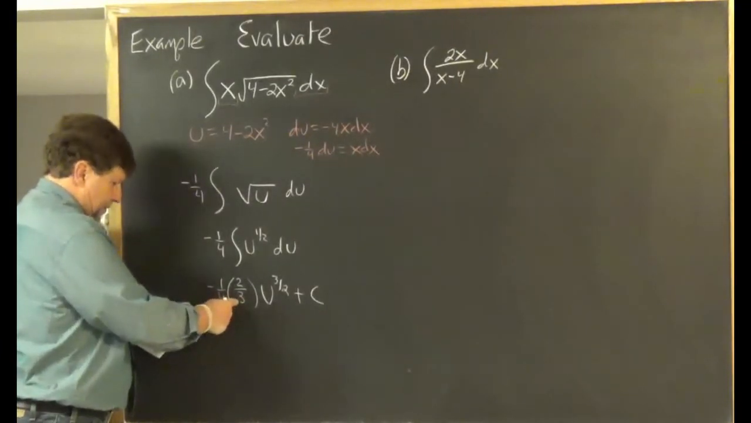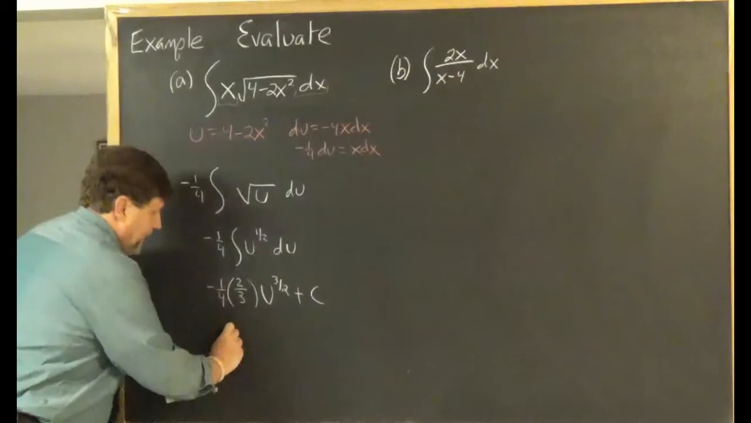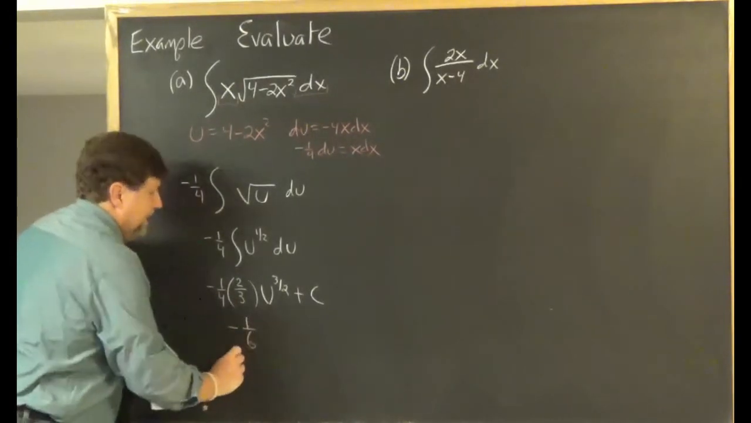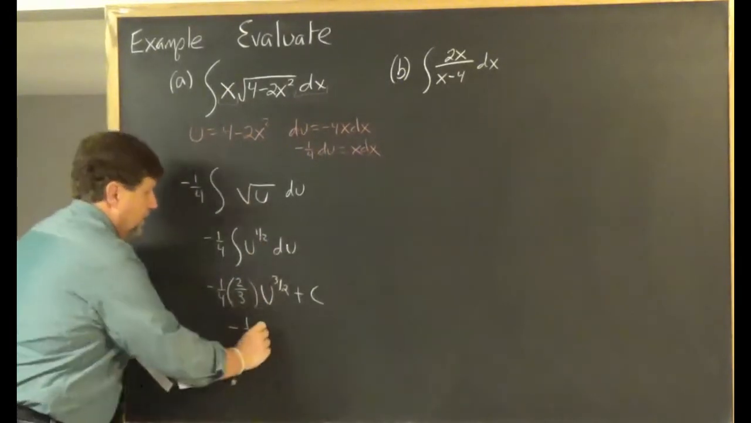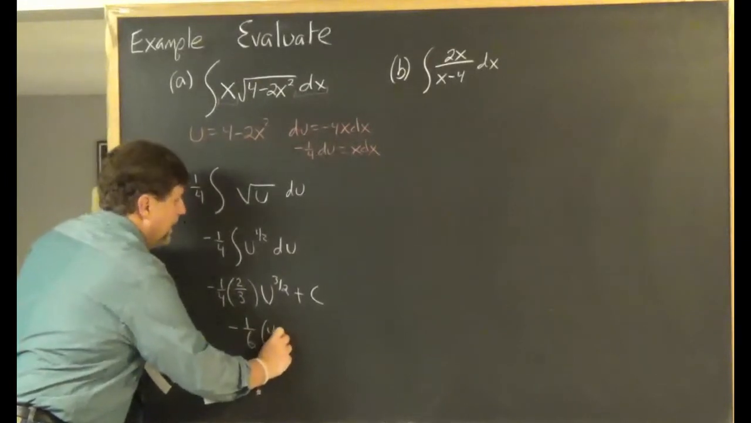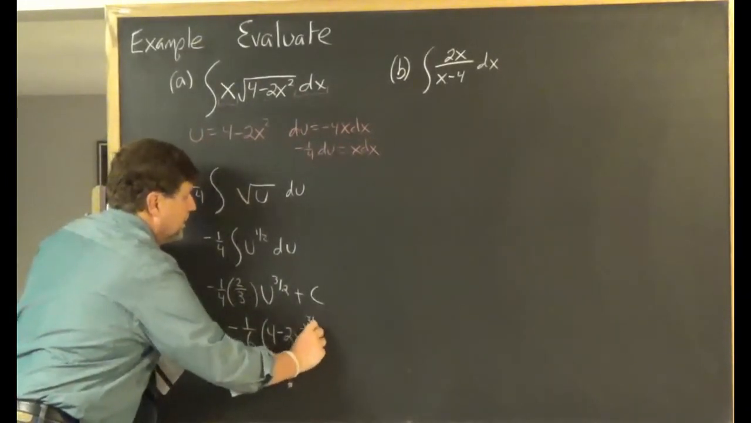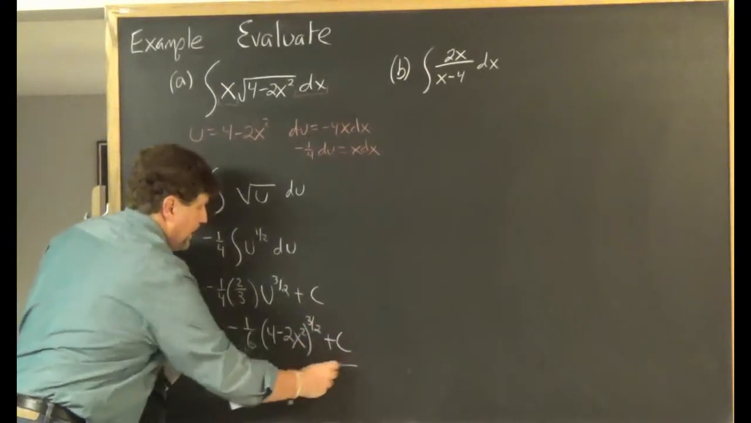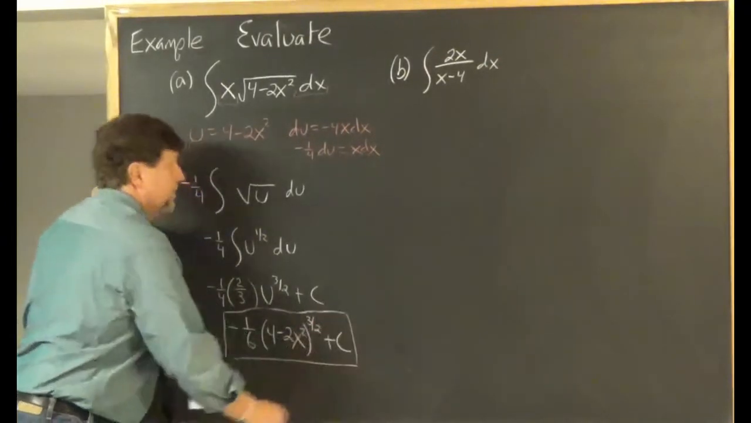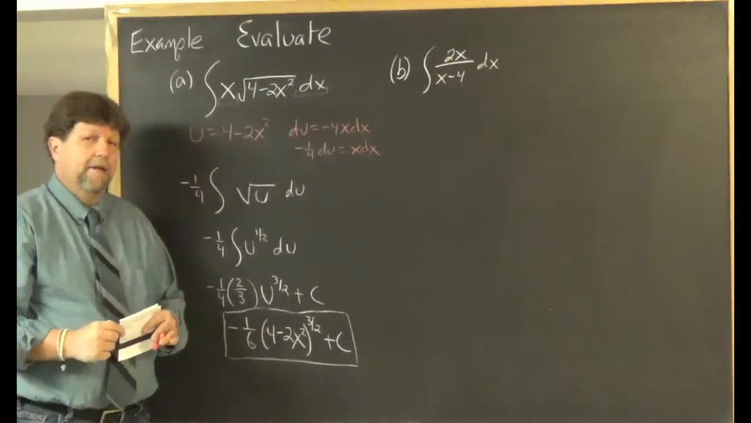Negative 1/4 times 2/3 is negative 1/6 times (4 minus 2x squared) to the 3/2 plus c. So hopefully you got that for part A.